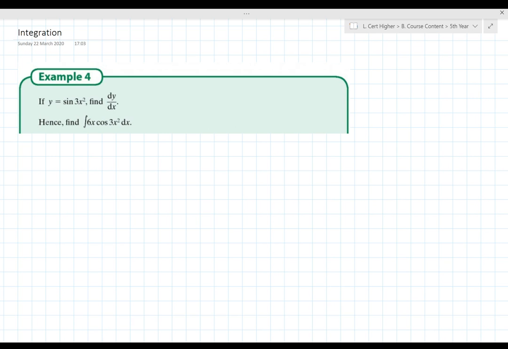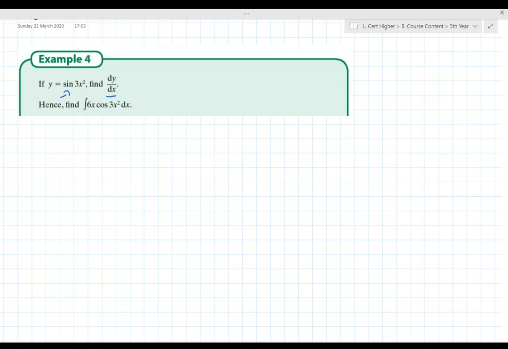Okay, so this is the example from last Friday. I was asked to just go through an explanation, so I'm going to quickly go through it for anyone that's not understanding anything about it. So we're told, if y equals sine 3x squared, find dy/dx, i.e. differentiate this, and then hence find the integral of 6x cos 3x squared with respect to x.